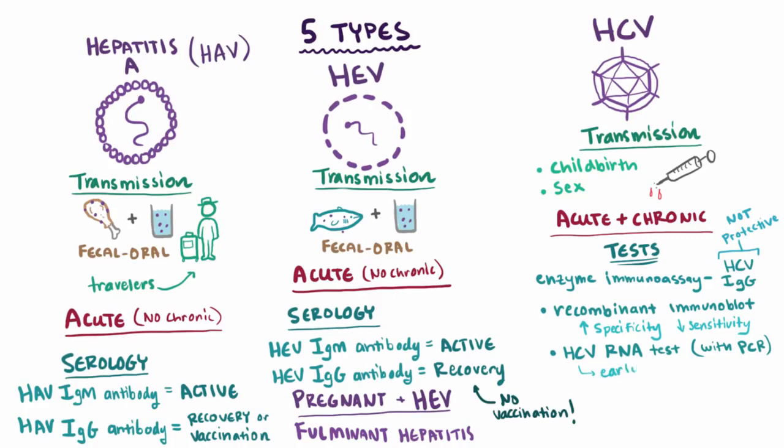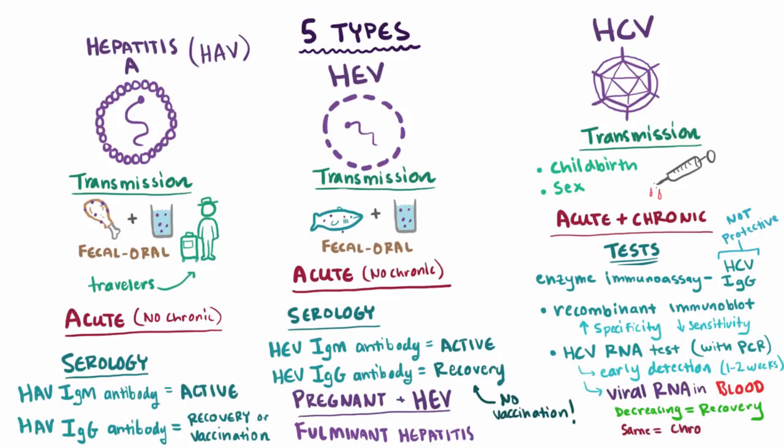This method can detect the virus very early on, as early as 1 to 2 weeks after infection. Basically, it detects the levels of viral RNA in the blood, which tells us the levels of virus circulating. If RNA levels begin to decrease, we know that the patient's recovering. If RNA remains the same, the patient probably has chronic HCV.